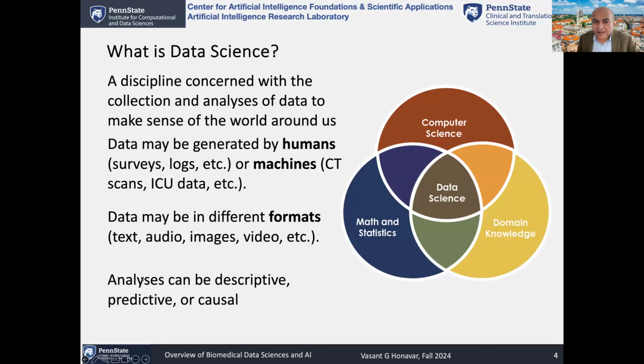So in some sense, data science is an intersection of computer science, which provides the algorithms for dealing with large data sets, math and statistics, which provide sort of the mathematical tools, and last but not the least, domain expertise. So for example, if you're practicing data science in the biomedical context, you need expertise around particular areas of medicine.